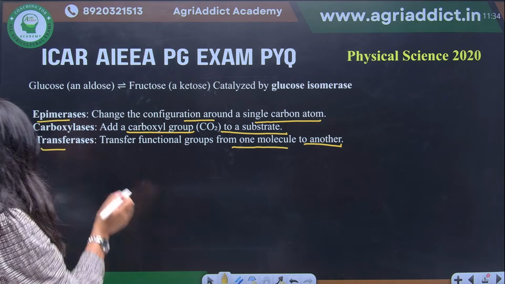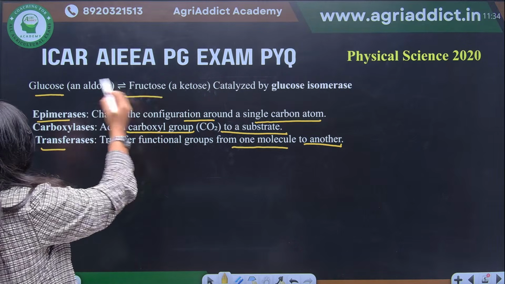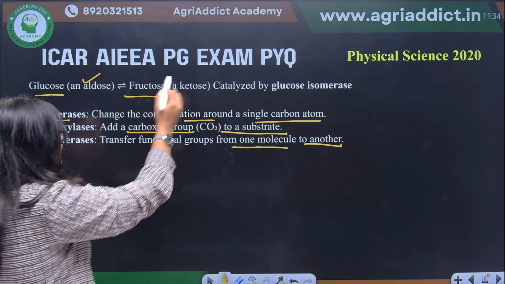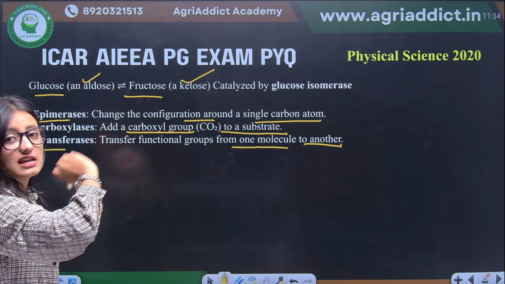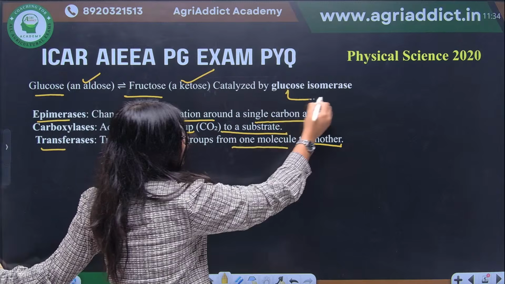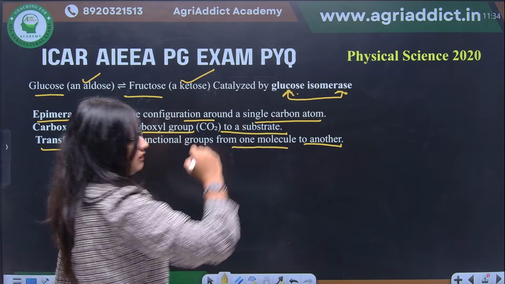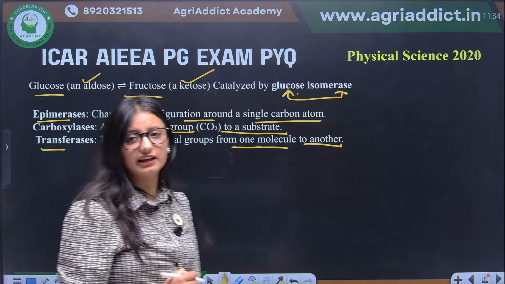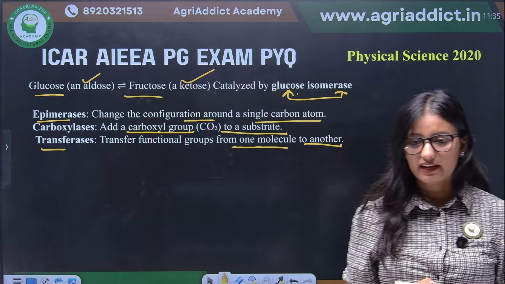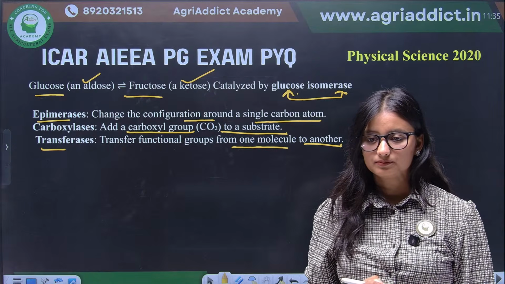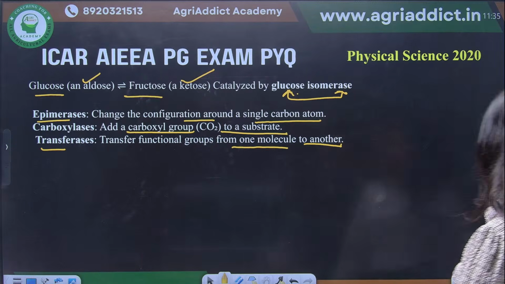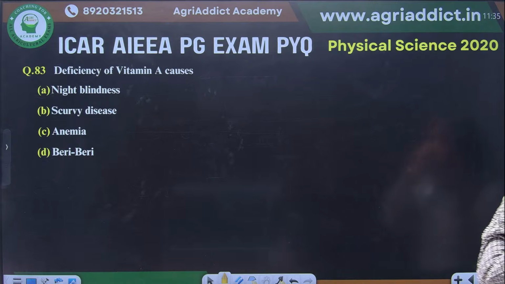Is it clear? So glucose is an aldose sugar and fructose is a ketose sugar. So these are catalyzed by glucose isomerase. Is it clear? Okay. So let's move to the next one.